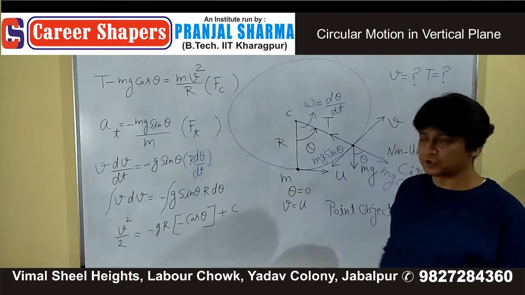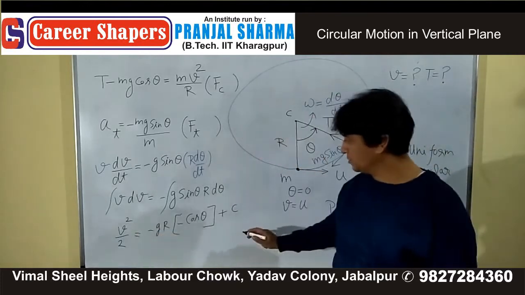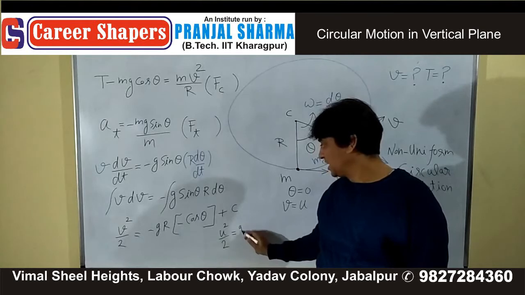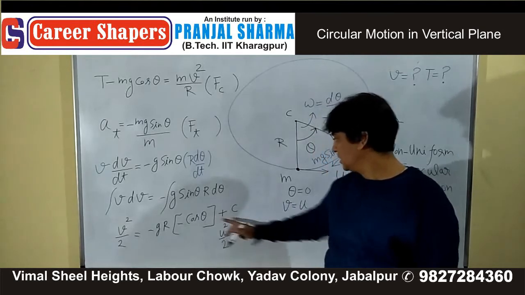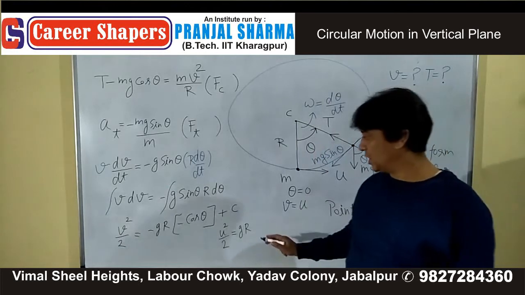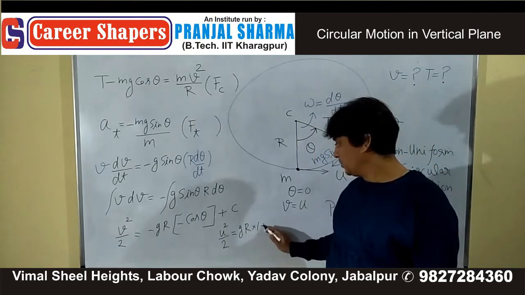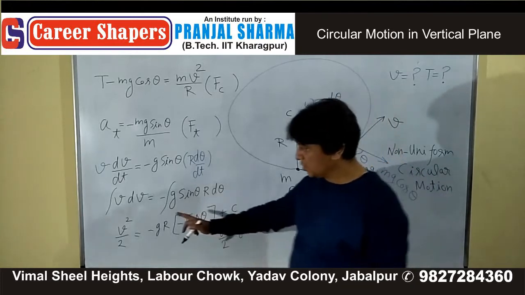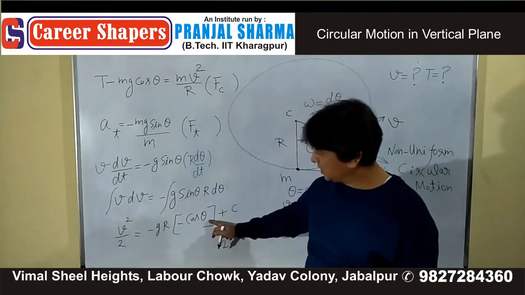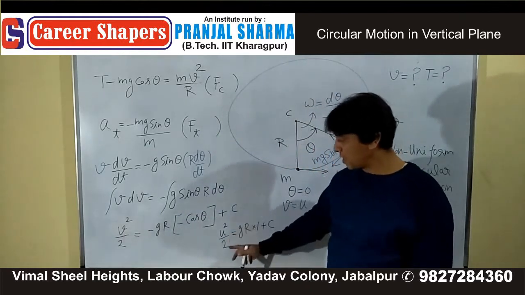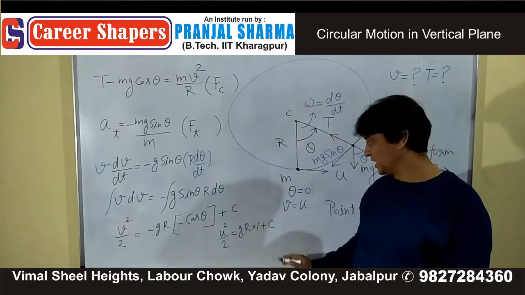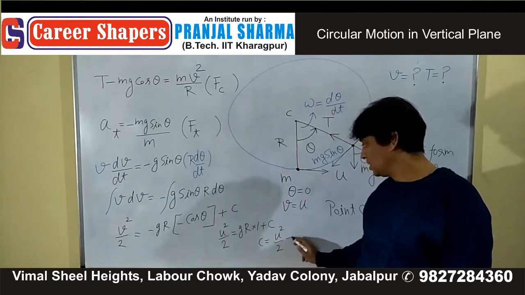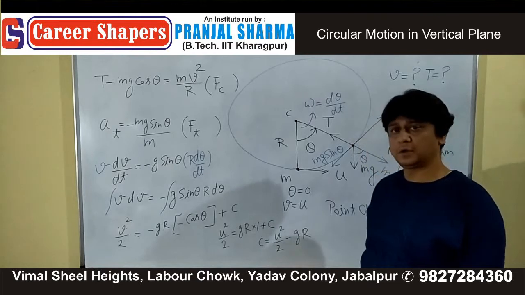Let's put this information back into this equation. V becomes U. Theta is what? 0. What is cos 0? 1. You got gr times 1 plus c. We have calculated constant of integration. V, replace it with u, theta, replace it with 0, and you get u square upon 2 as what? Gr plus c. You got the value of c as u square upon 2 minus of gr.